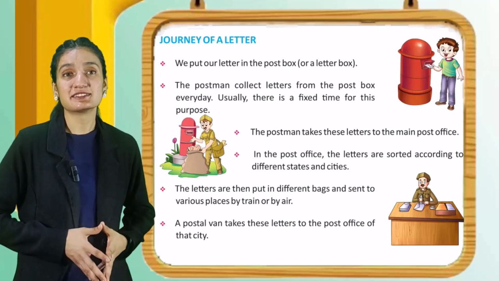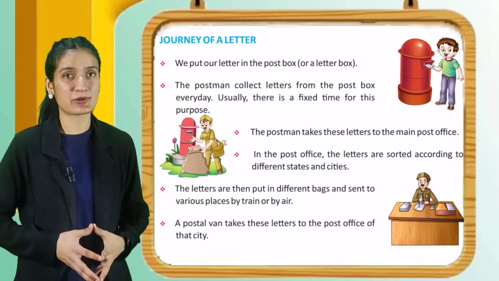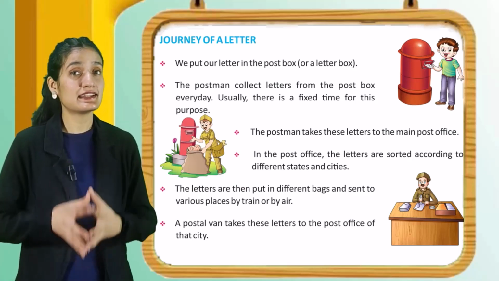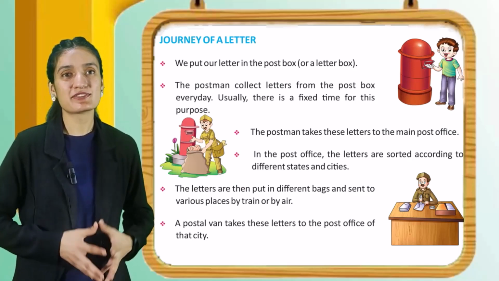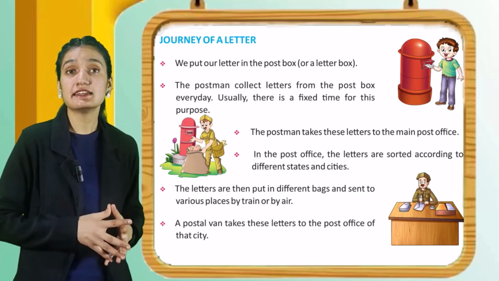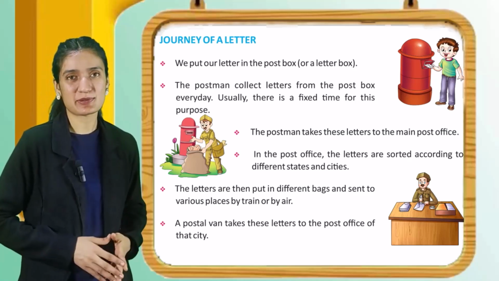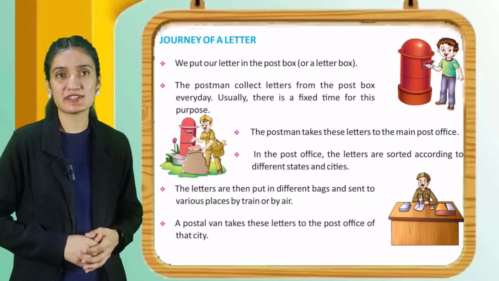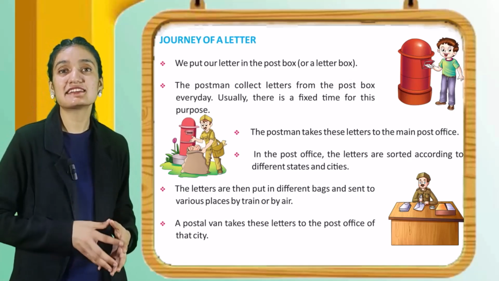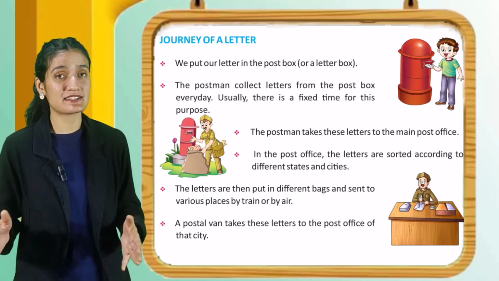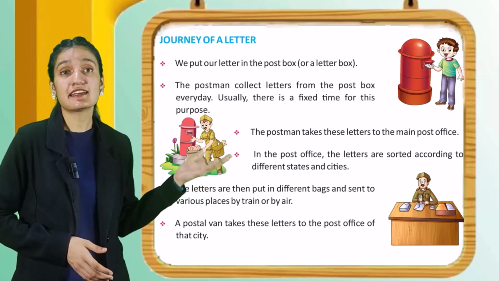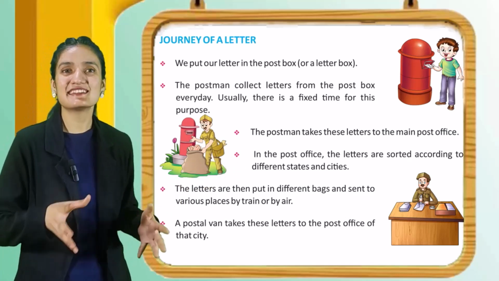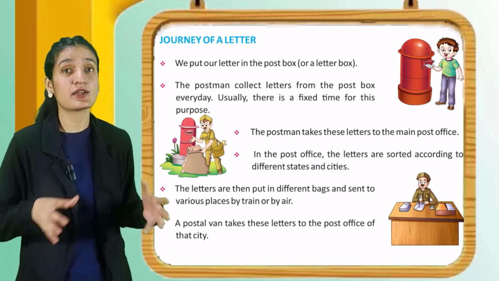We put our letter in the post box or a letter box. The postman collects letters from the post box every day. Usually, there is a fixed time for this purpose. The postman takes these letters to the main post office. In the post office, the letters are sorted according to different states and cities. The letters are then put in different bags and sent to various places by train or by air.